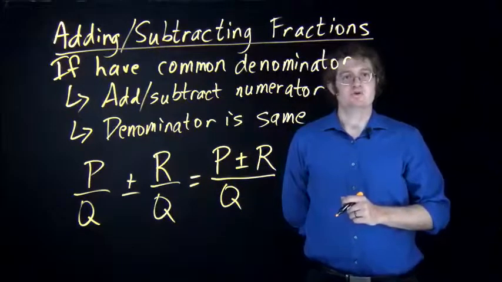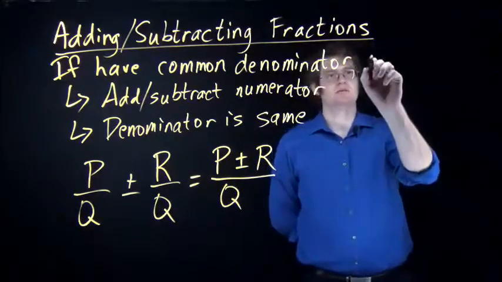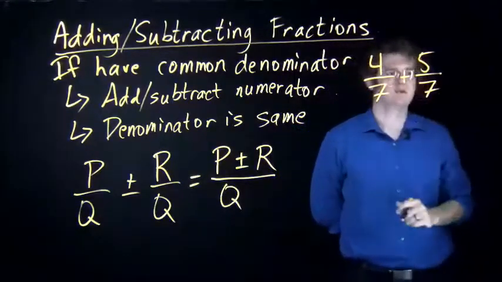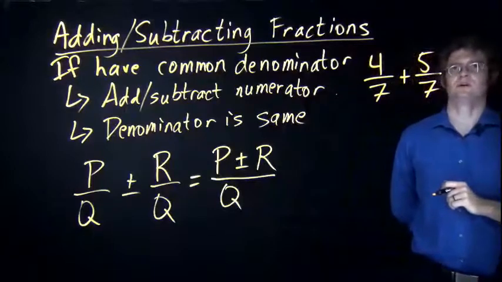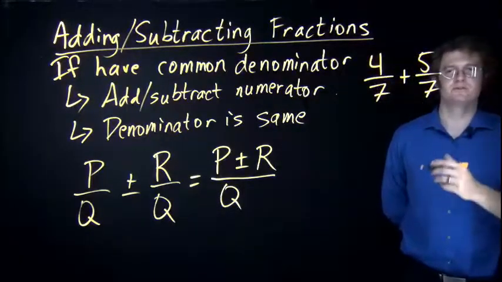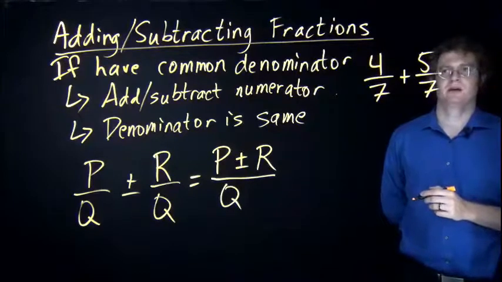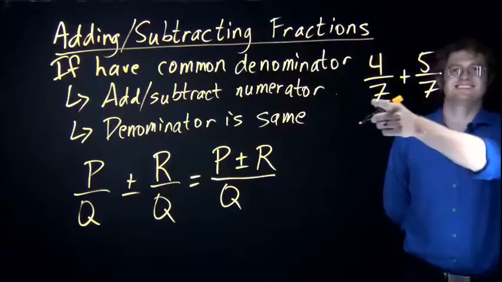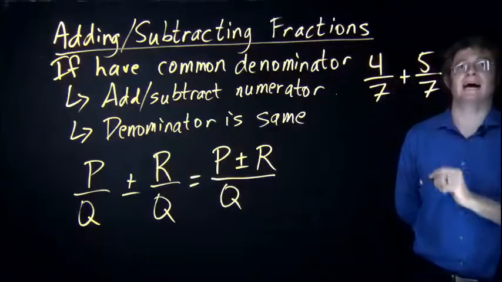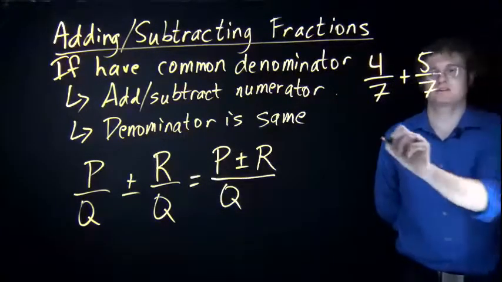If we wanted to do an example, let's do something maybe like 4 over 7 plus 5 over 7. So once again, I have two fractions. In this case, I'm adding, but it could have equally well been subtraction. And since I have 7 as my denominator in each case, what I'm going to do is add the numerators, add the pieces on top.